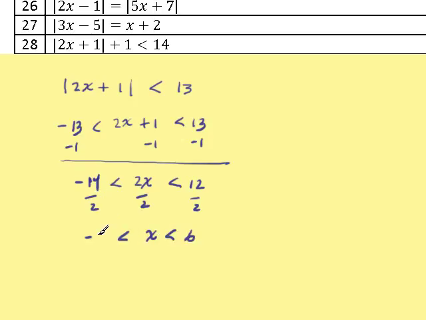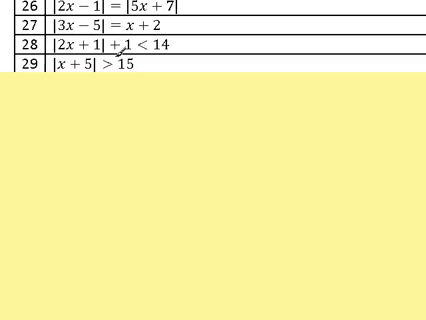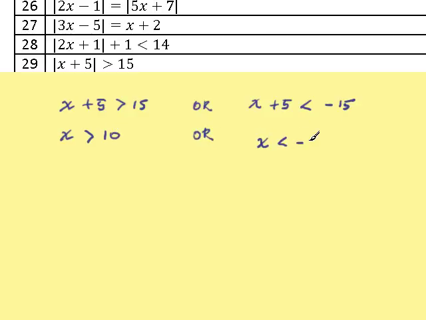Okay, so we open these up as an absolute value less than the number becomes a double inequality. And here we have absolute value greater than the number, that becomes an OR. So here we have x plus 5 greater than 15, or x plus 5 less than minus 15. So let's solve this one. We have x greater than 10, or subtract 5 from both sides, x less than minus 20.